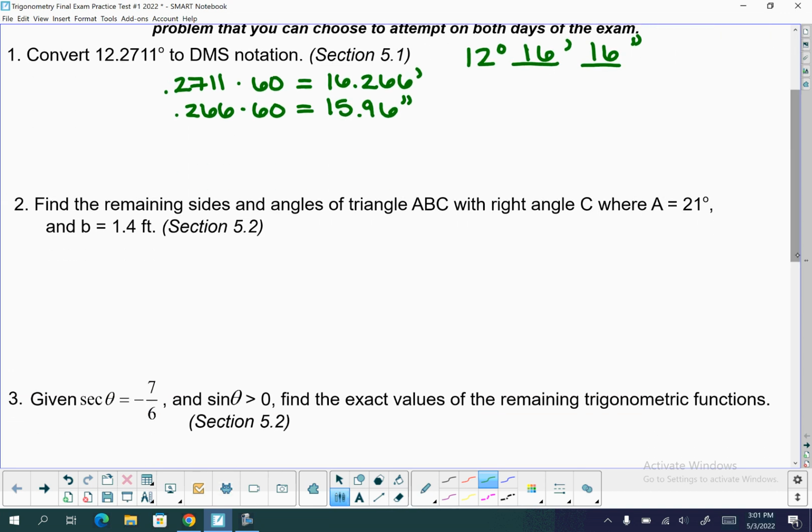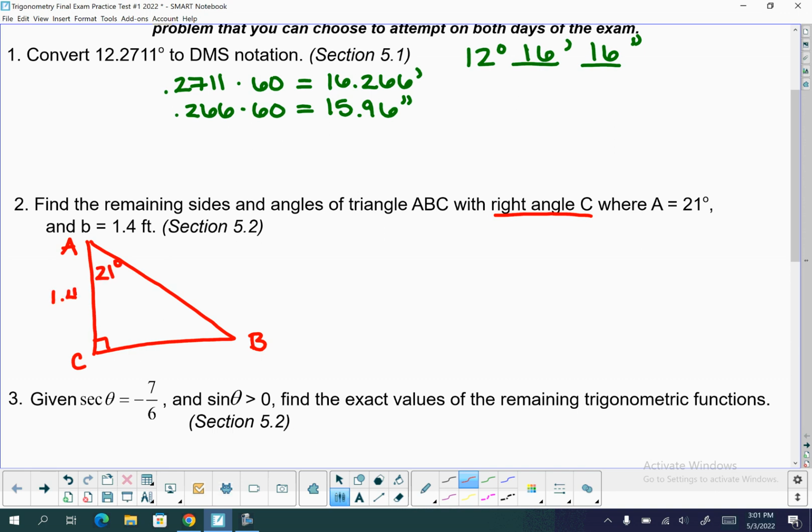Number 2, we're going to find the remaining sides of a triangle ABC that has a right angle C. Angle A is 21 degrees and side B is 1.4. So we have a right triangle in this problem. And my right angle is C. Just label my other two sides A and B. Angle A is 21 degrees. Side B, opposite angle B, is 1.4. And we need to find everything else that's remaining.